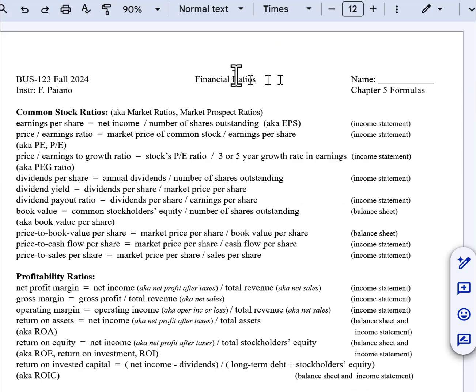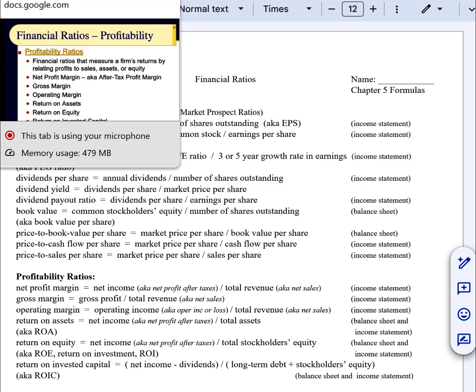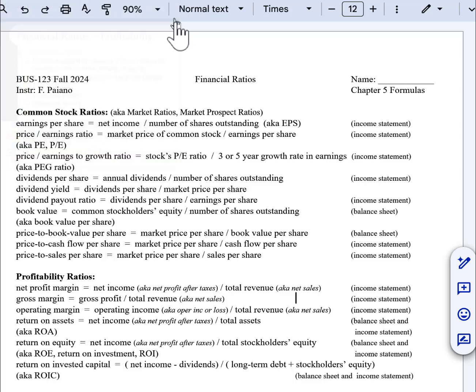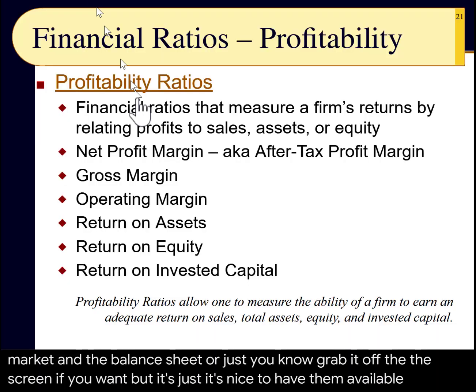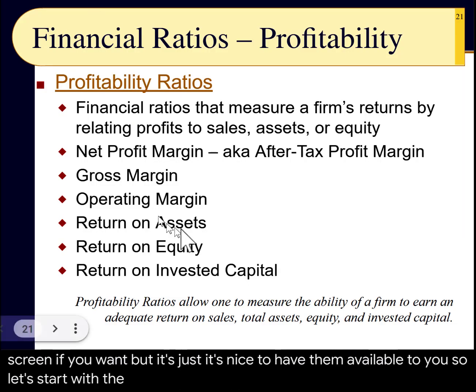print that puppy out. And you may want to print out the income statement for Sprouts Farmers Market and the balance sheet, or just grab it off the screen if you want. But it's nice to have them available to you. So let's start with the profitability ratios.